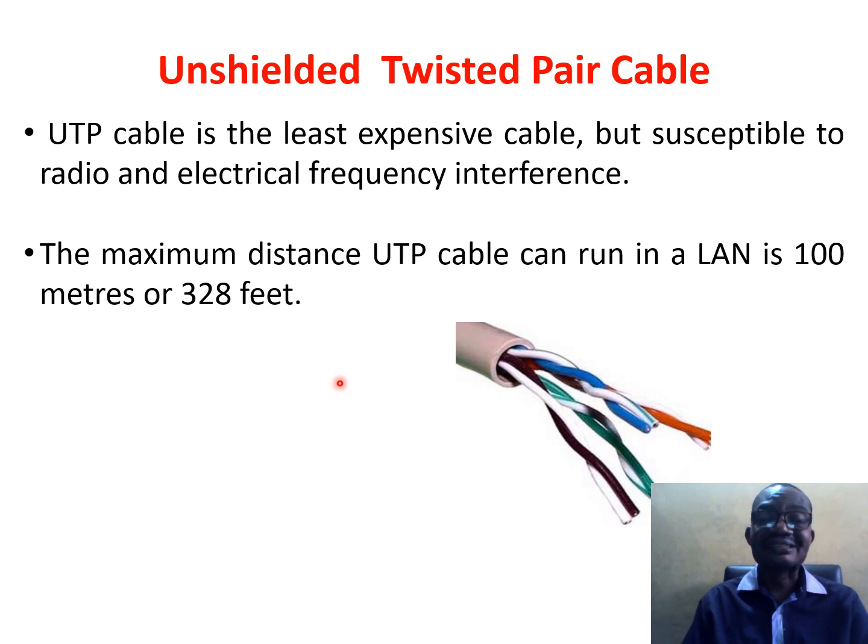Usually, the maximum distance a UTP cable can run in a local area network is about 100 meters. Once it exceeds 100 meters, the level of signal attenuation will hinder us from getting quality data transmission.